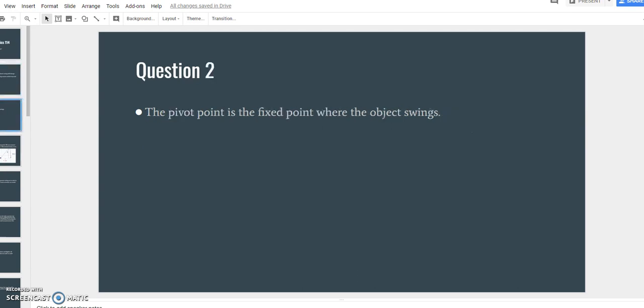Question 2. What is the pivot point of the pendulum? The pivot point is the fixed point from which the object swings. So in this case, it is our metal ball attached to string.